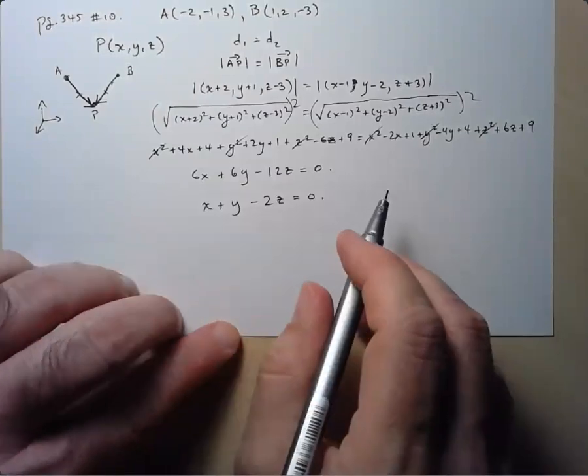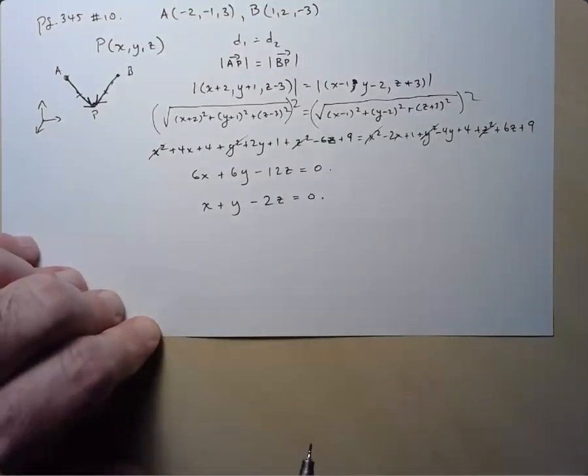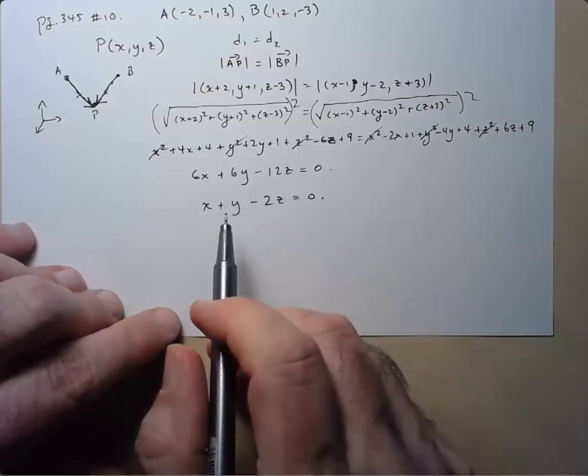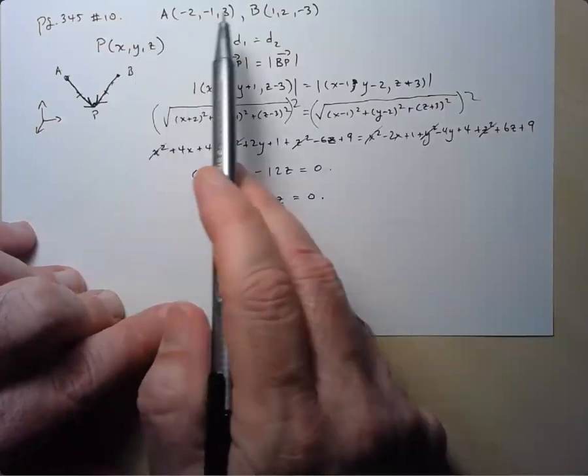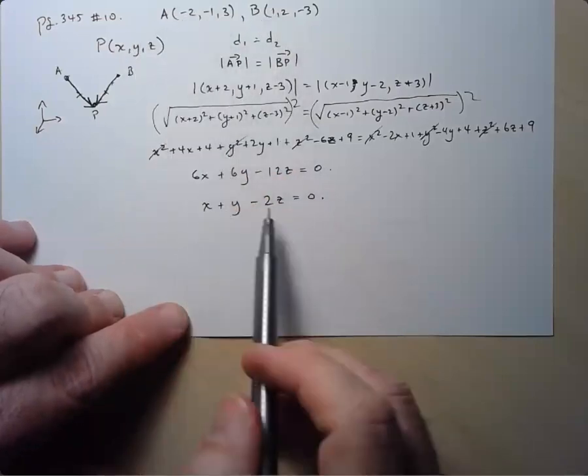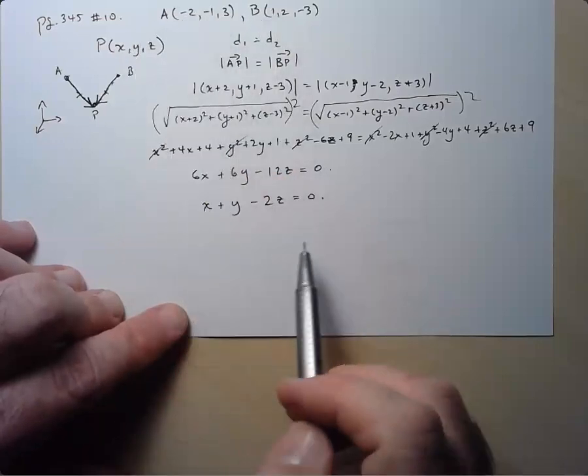So if I'm looking for an answer, it's not one particular point that is equidistant to both A and B. This represents infinitely many points.